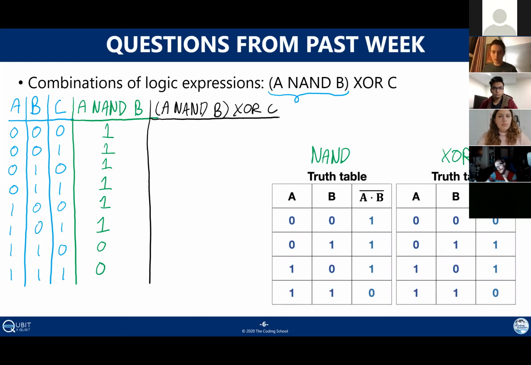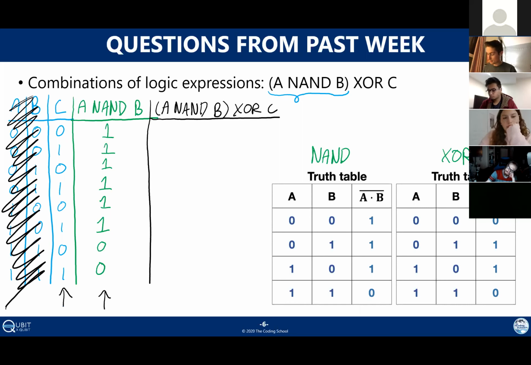And this is sort of the final answer that we're going for. Now for this, notice that my two input variables here are A NAND B and C. So I will care about this column, A NAND B. I will care about this column, C. And for this, I actually don't care about the first two columns because they don't show up here. Only A NAND B, that whole bracketed expression, shows up.